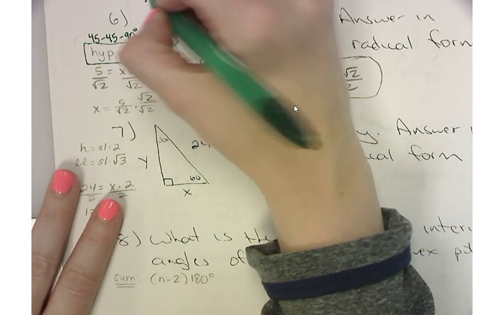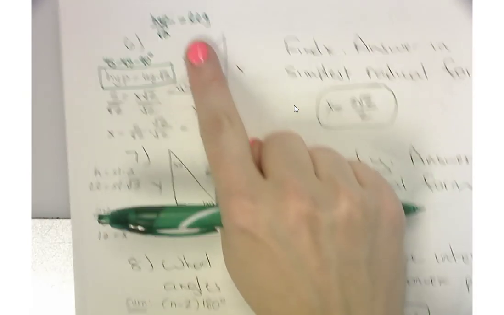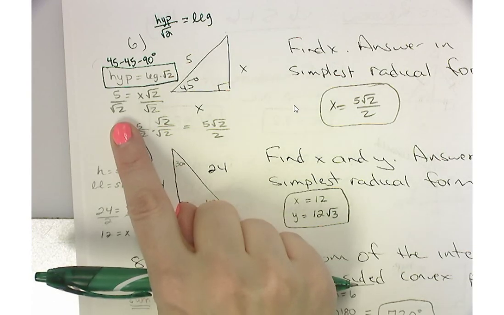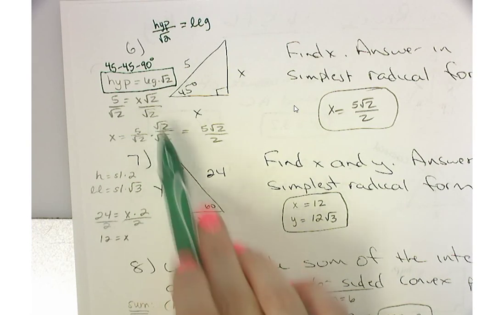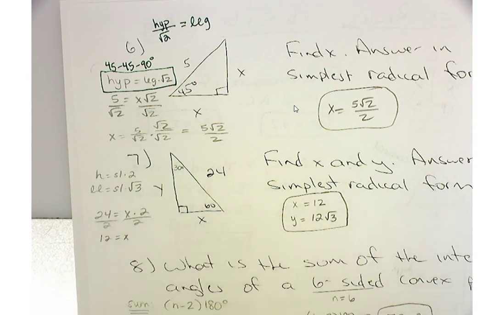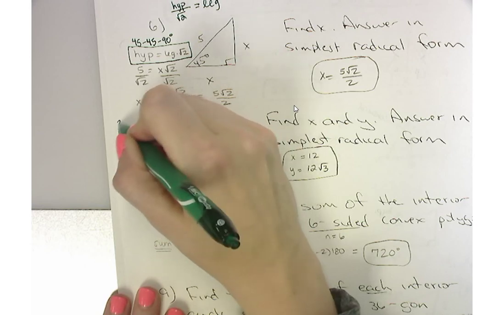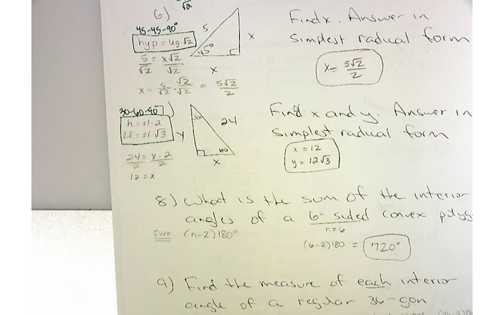For 7, you have your 30, 60, 90 rules. So we know the hypotenuse is going to be the short leg times 2, or double the short leg. And then the long leg is the short leg times the square root of 3. You always know what the short leg is because it's across from 30 degrees. Hypotenuse is always across from what angle? Right angle. And then the long leg's across from the 60. So if this is 24, half of 24 is 12. And then the long leg is just 12 times the square root of 3.